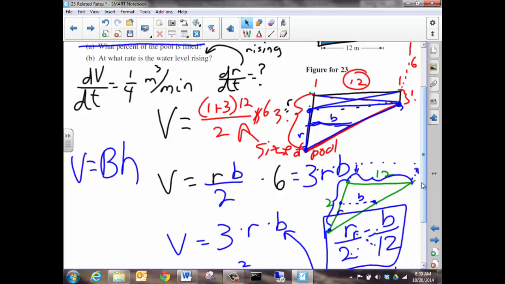Think about putting water in here. If I pour water in here, what's going to happen? The whole water level is going to go up, which means that the R here is going to get a little bit higher, and the B here is going to get a little bit longer. But they're going to change in the same ratio all the time because as I'm pouring water in, it's just going to stay level in there. So the water level is going to continuously rise at a slow pace.